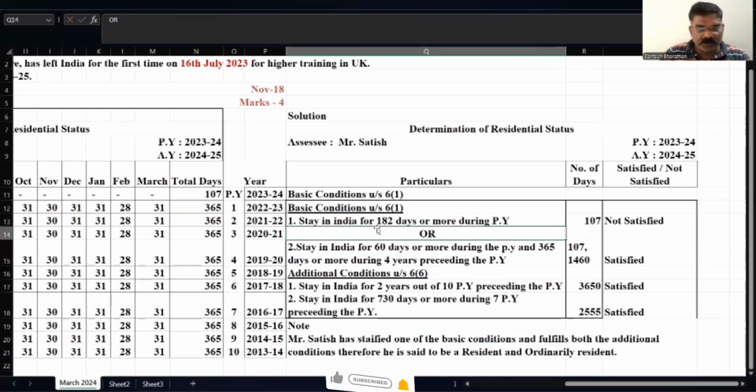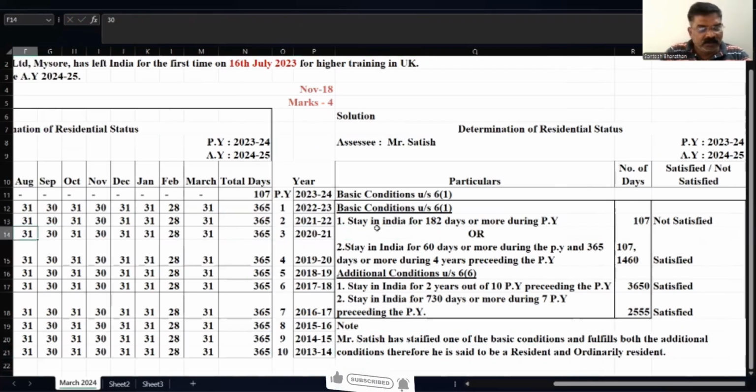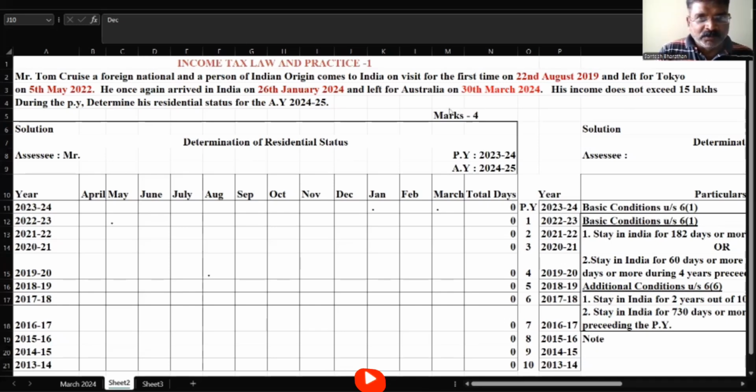Okay, children. I hope you have understood. It's a very simple problem. Today we are going to solve one more problem. This problem is quite different from the other problem, and we'll see how it is different. Okay, I'll read the problem. We'll solve it according to the structure we have framed.